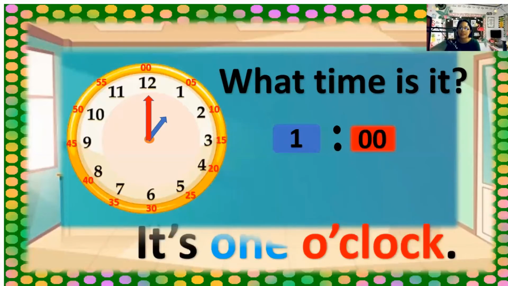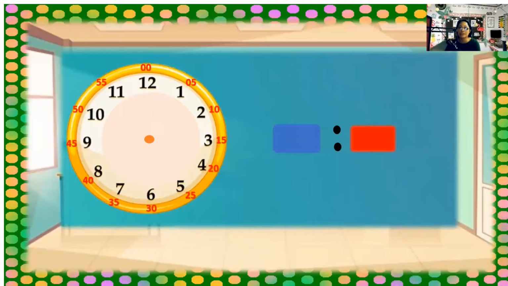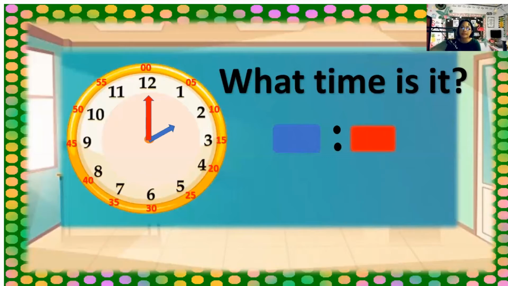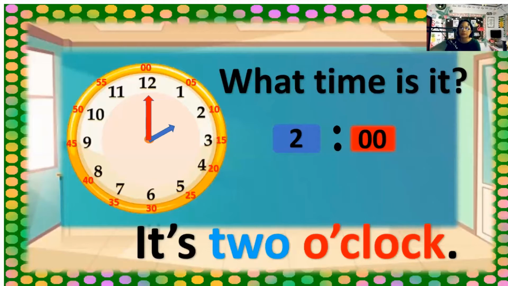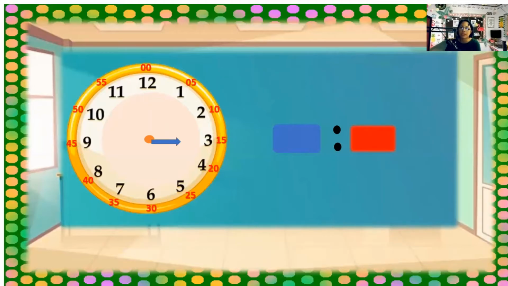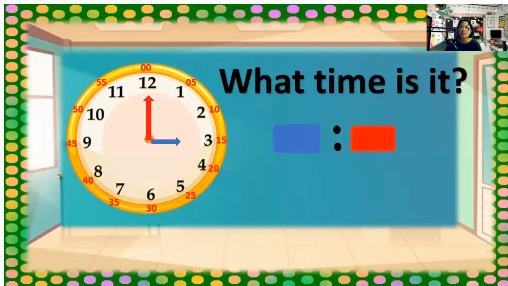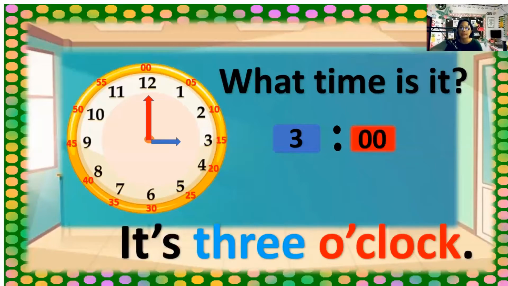The answer will be, it's 1 o'clock, because the long hand is pointing at the 00. Whenever it's at 00, it's o'clock. What time is it? It's 2 o'clock. Keep practicing so you will remember the question and how to answer it. What time is it? It's 3 o'clock.